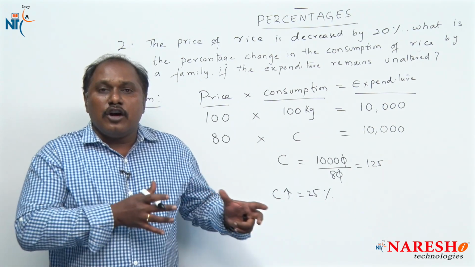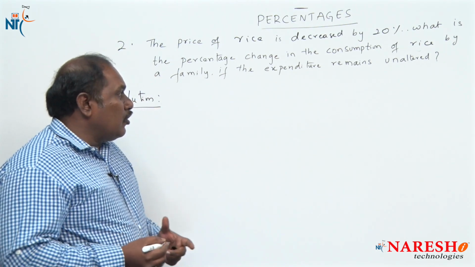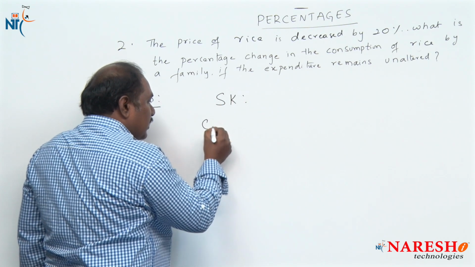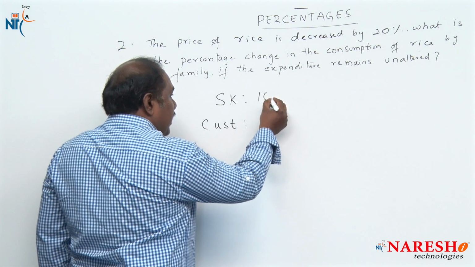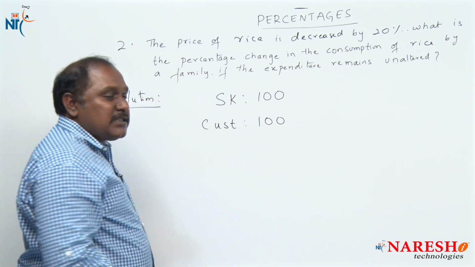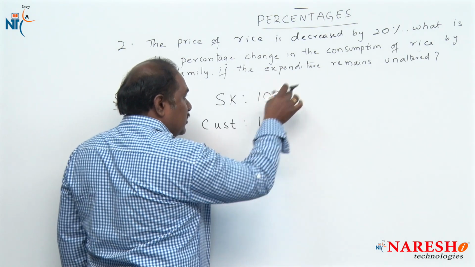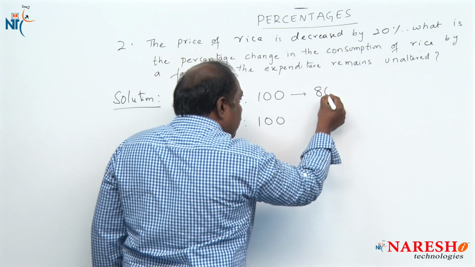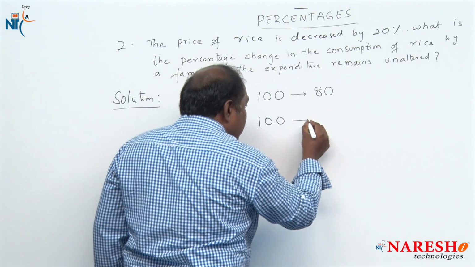Now let us look into the logical way of solving this problem. As I told you, you have to think in two ways. One, you have to think like a shopkeeper, the other, you have to think like a customer. Assume the initial price of rice is 100. So definitely the customer has to bring 100 rupees to purchase 100 rupees of rice. Now the shopkeeper decreased this price by 20%. So 100 rupees worth of rice is now available for only 80 rupees. But the customer is ready to spend the same 100 rupees.